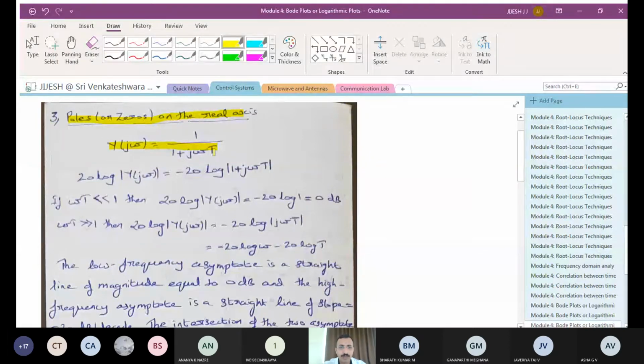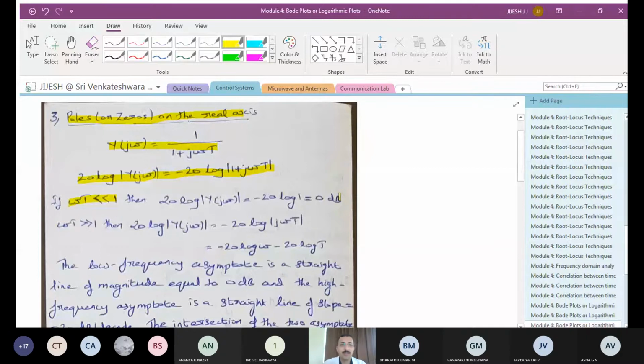When you take the logarithm for that, 20 log of G(j omega), you will get minus 20 log of 1 plus j omega t. And further we have to continue solving that. If omega t is less than 1, so we are considering omega t less than 1, then 20 log of G(j omega) will be minus 20 log of 1, and you will get 0 dB.